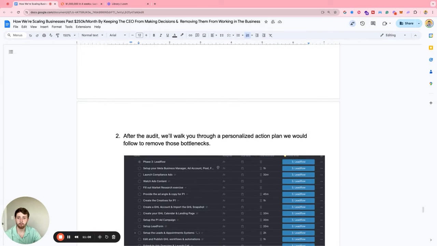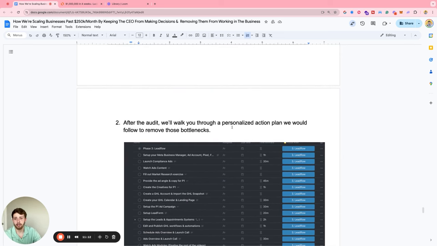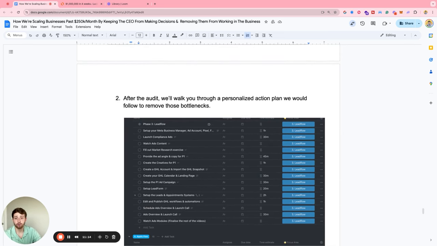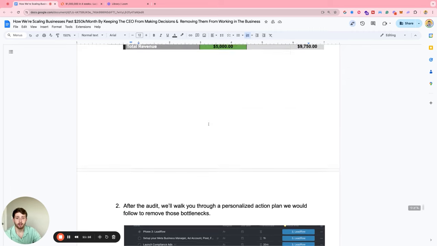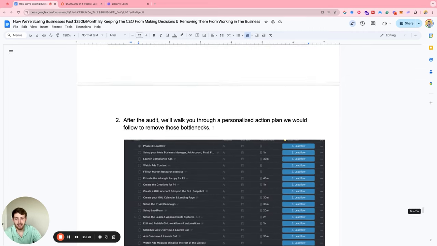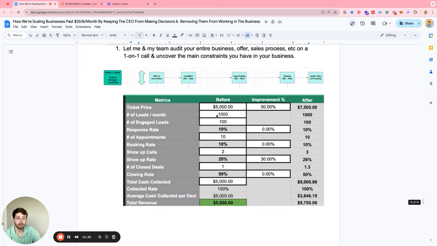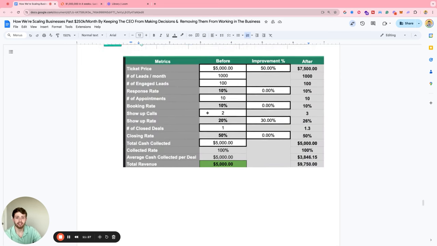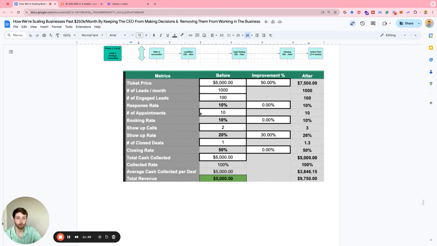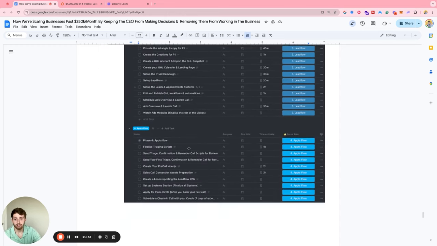So number two, after the audit, we'll walk you through a personalized action plan of what we would actually do to remove all the bottlenecks. And obviously I can't tell you what your bottlenecks are right now. We'll have to do that on a call because I can't give a one size fits all. Every business is different and every business needs something different. Every business has different constraints. So that's why it needs to be a one-on-one call to really dive into your processes and your metrics, right? And so we'll do all that.